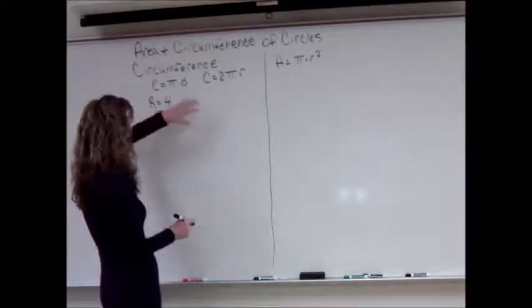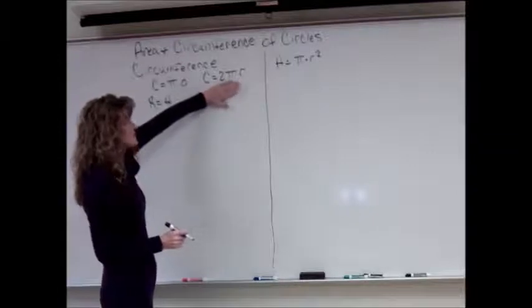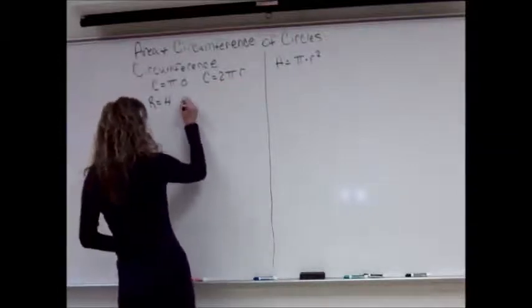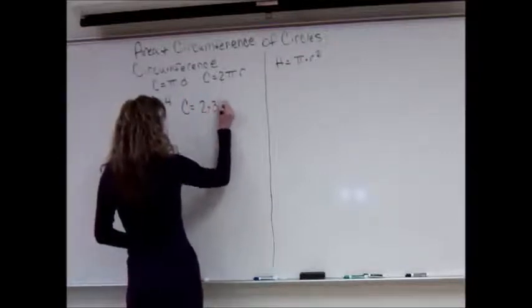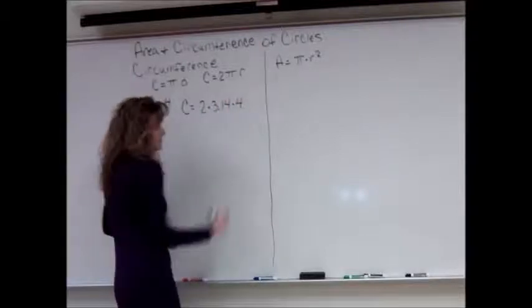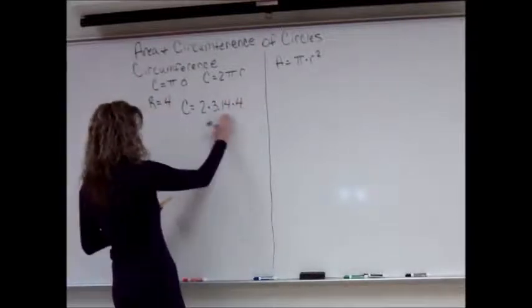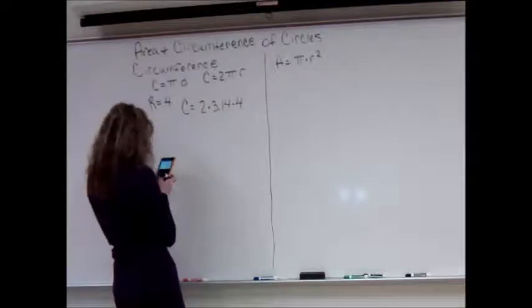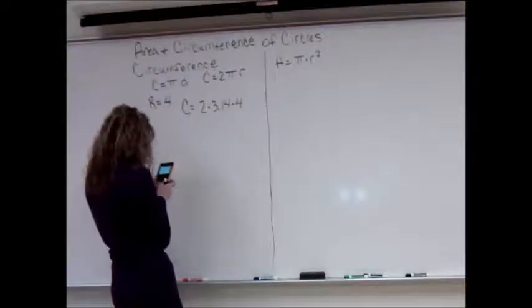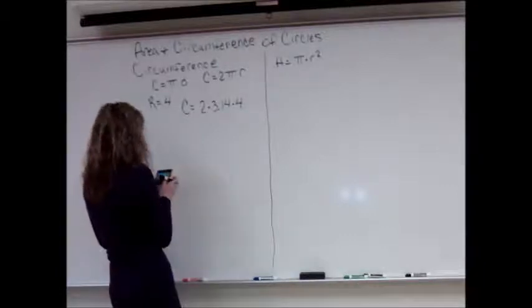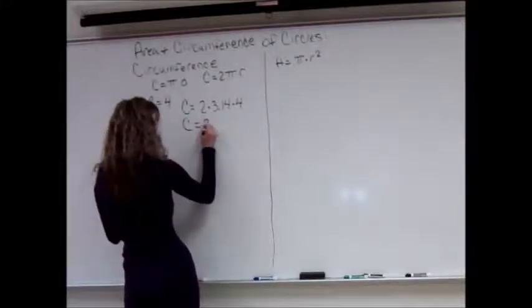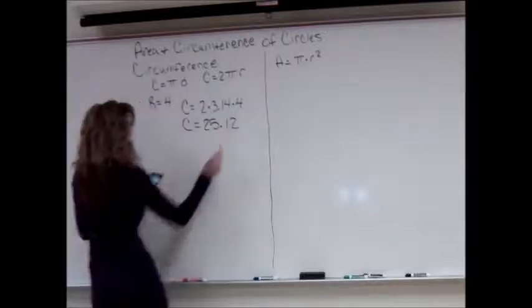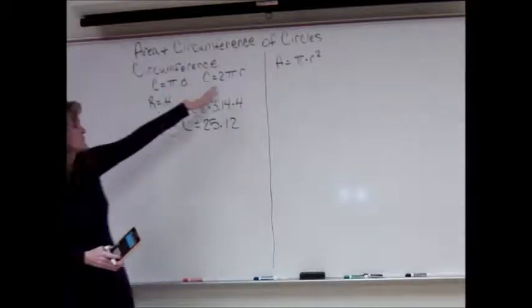Since I have the radius, I want to use the formula that deals with radius. And so the circumference of that circle is 2 times 3.14 times 4. And we want to go to 2 decimal places, since pi is a non-ending, non-terminating number. And we get 25 and 12 hundredths, 25.12. So that's real simple. You're just going to take the number and plug it in.